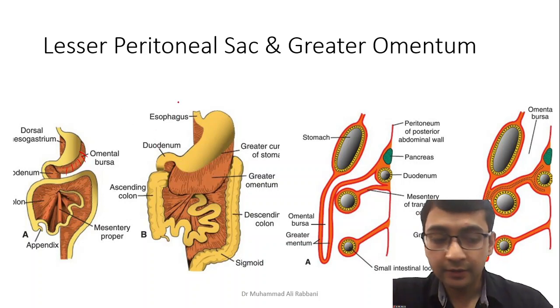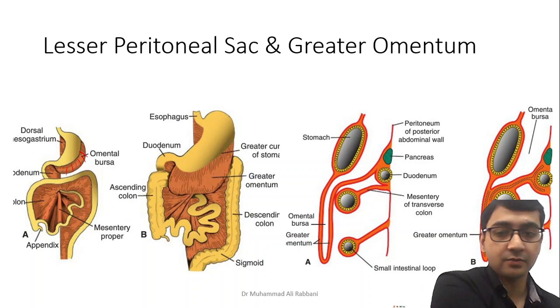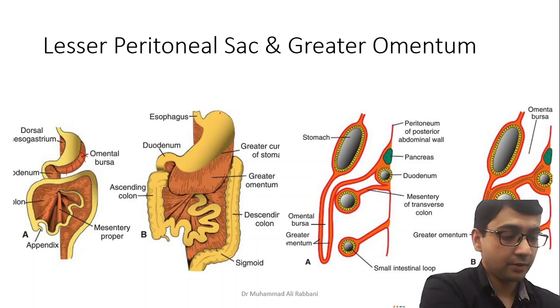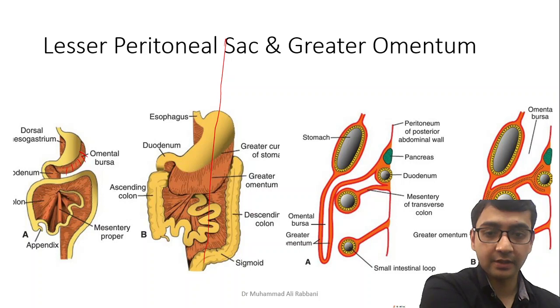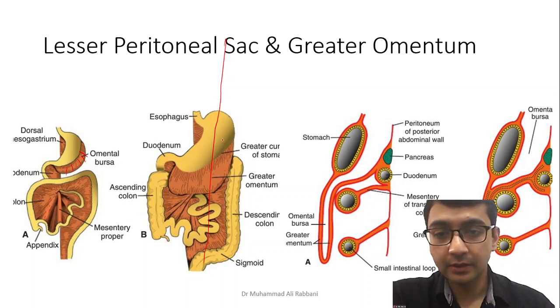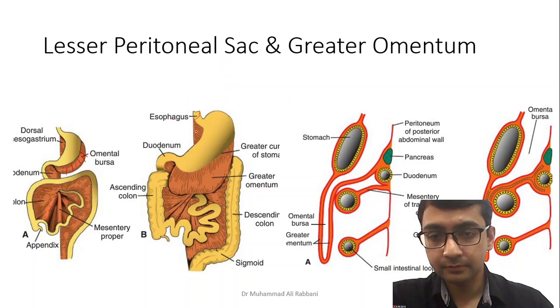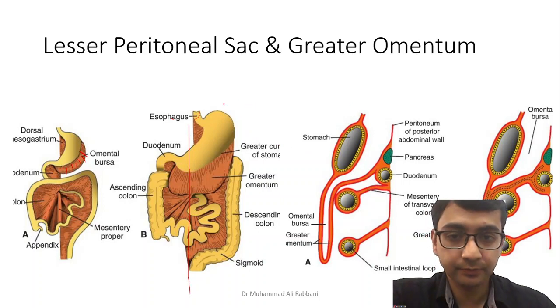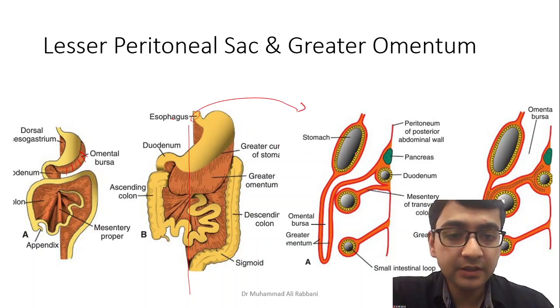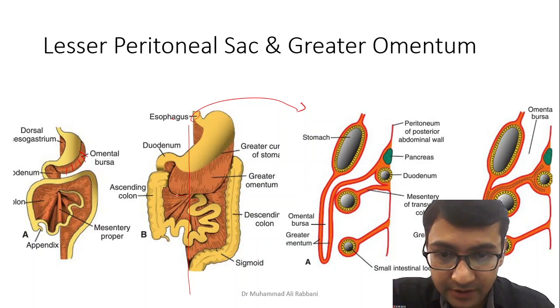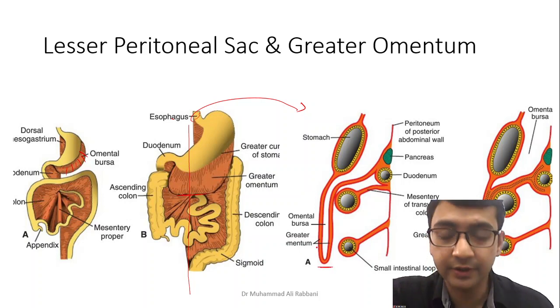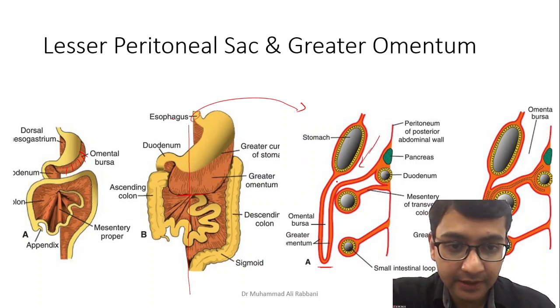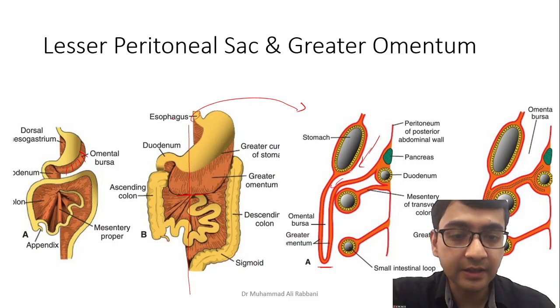So here, if you let me use a ruler, if you cut a line here, like this, you will get to know this picture. Here you can see this is the downward extension of greater omentum. When it goes down, it takes the cavity of the lesser sac with it, and this lesser sac is extended all the way down to this lower margin where the fold is.